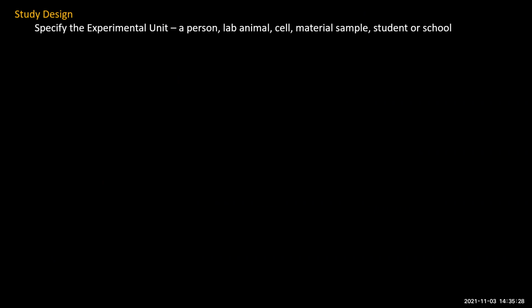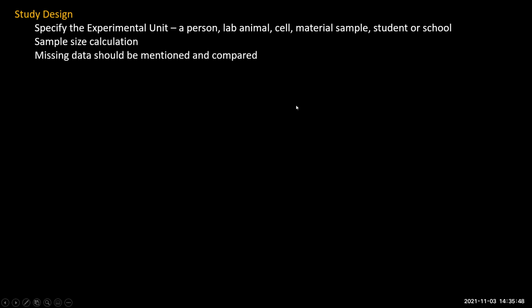So, some tips on statistical results presentation. You should specify your experimental unit, whether it was a person, lab animal, cell, or whether it was a student or the school, whether you looked at schools per se or students within schools. You should do a sample size calculation. I can do a workshop on sample size calculation if you'd like.